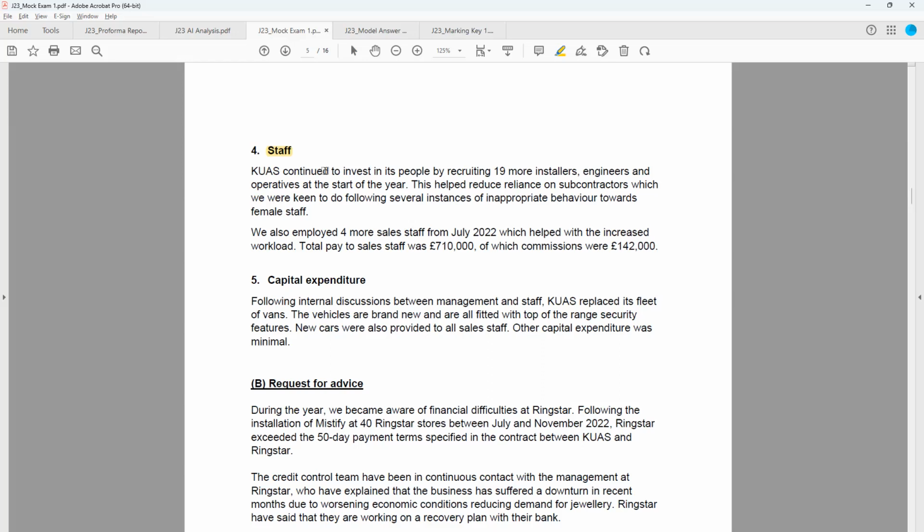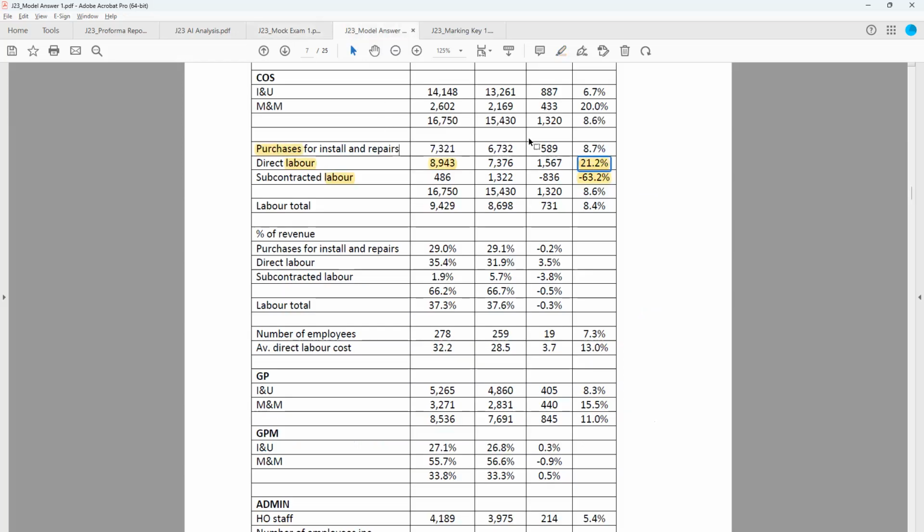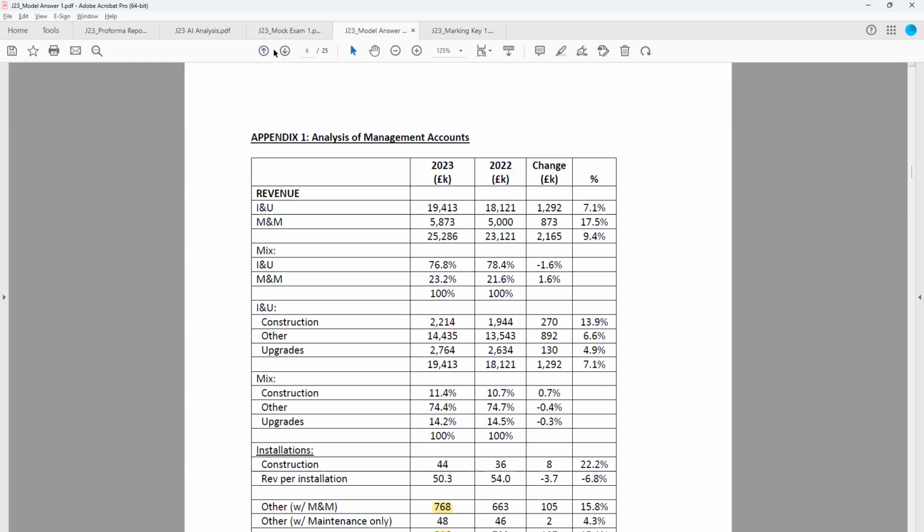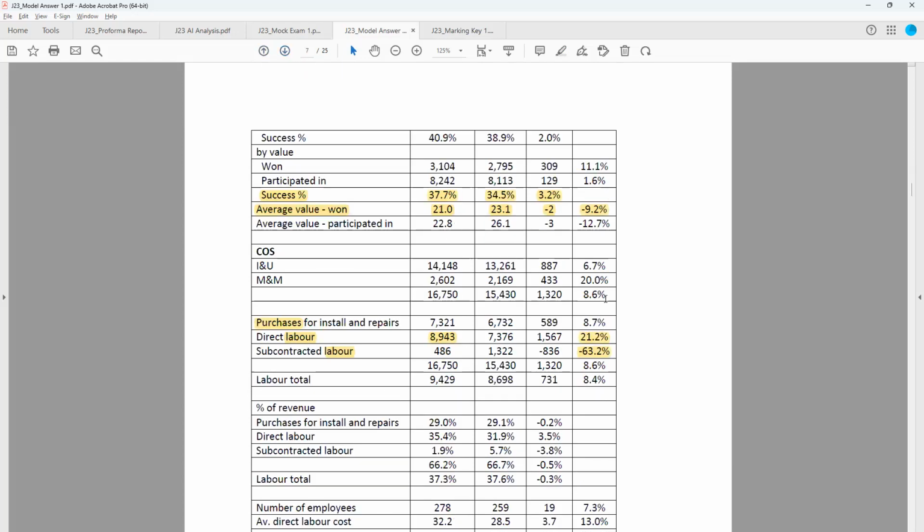I definitely want to include this in my report. Purchases, maybe, it's a big cost. Has it seen a significant change? You might think, oh, that's quite a significant change. But actually, what did revenue go up by? 9.4%. So actually, you'd expect purchases to go up by about the same. And therefore, you can see as a percentage of revenue, it hasn't really changed much.